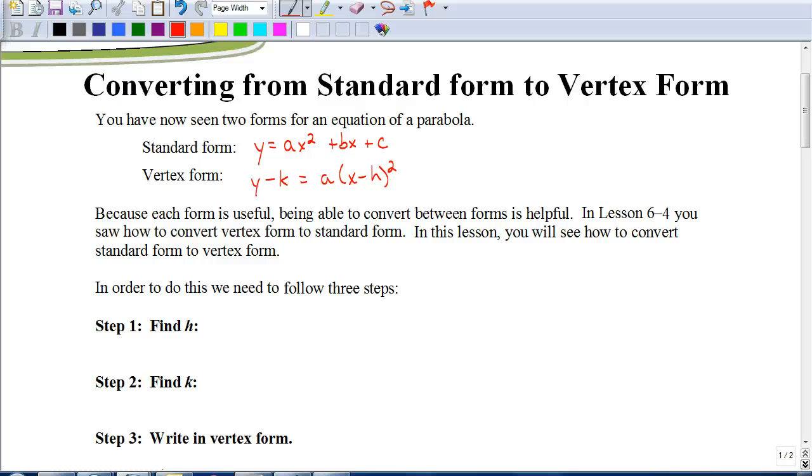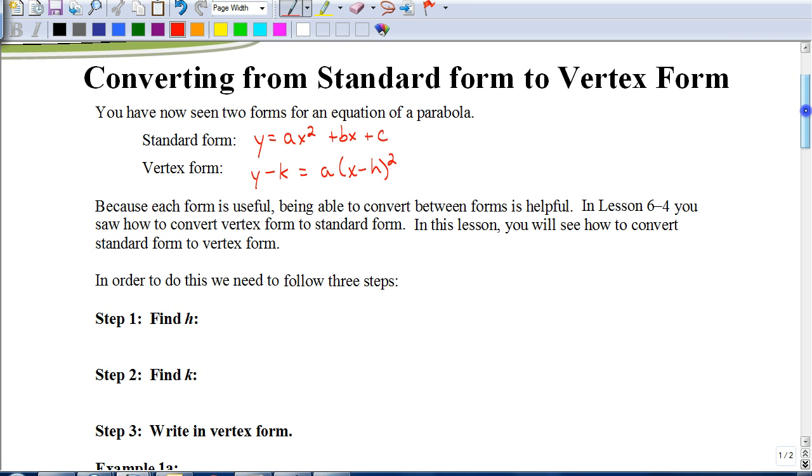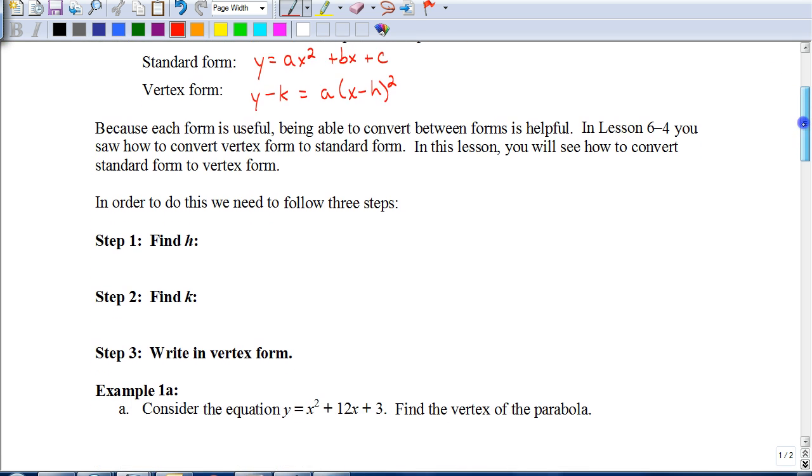So in the previous video, we talked about how to change an equation from vertex form to standard form. Well, today we're going to look at how to do the opposite, how to change something if it's in standard form and find the vertex and then be able to put it in vertex form. So it's a relatively easy concept as long as you're following and familiar with these three steps.